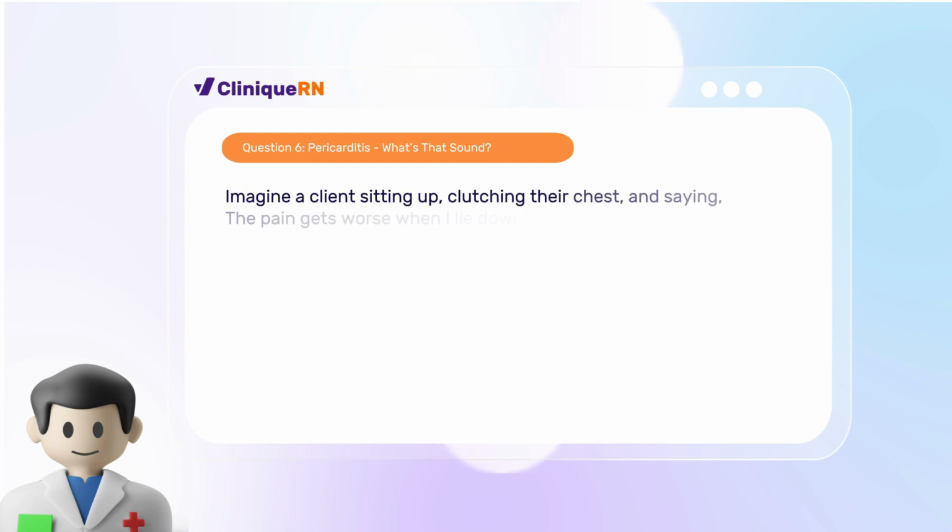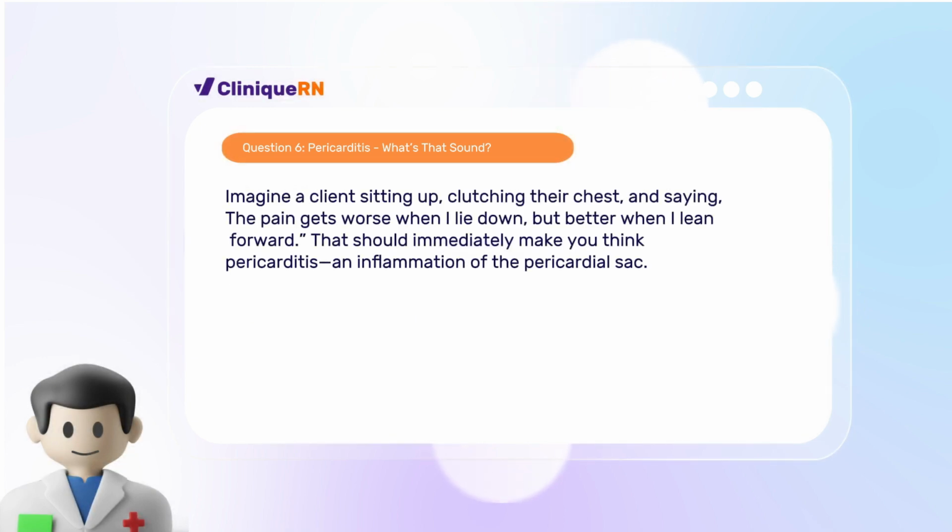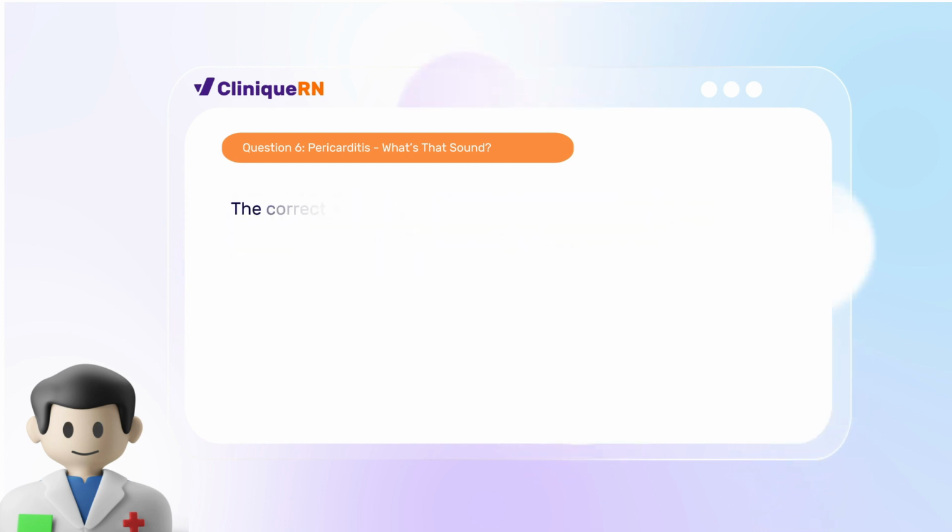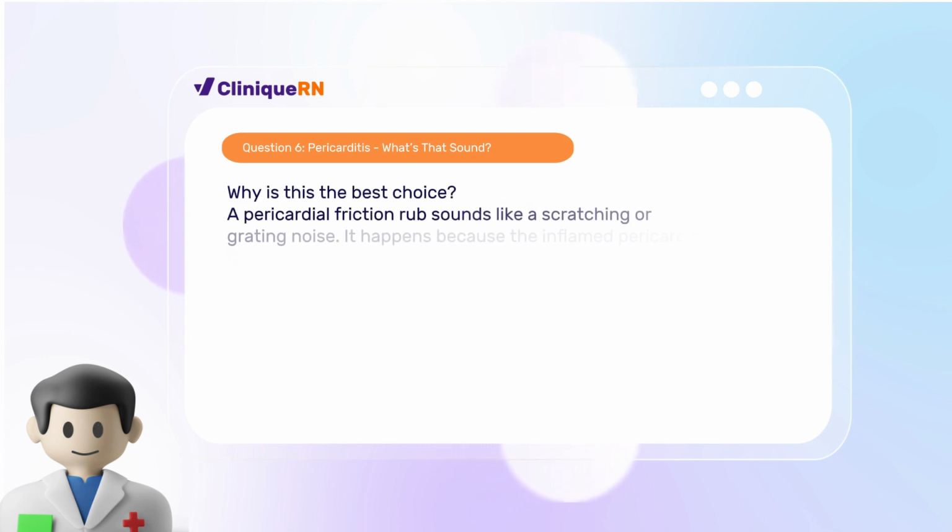Let's think like a nurse. Imagine a client sitting up, clutching their chest and saying, "The pain gets worse when I lie down, but better when I lean forward." That should immediately make you think pericarditis, an inflammation of the pericardial sac. The correct answer is B. Pericardial friction rub. Why is this the best choice?